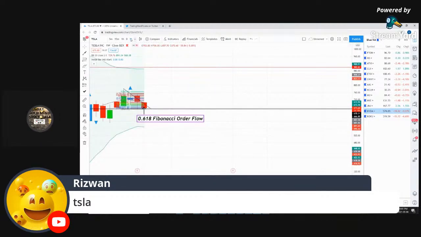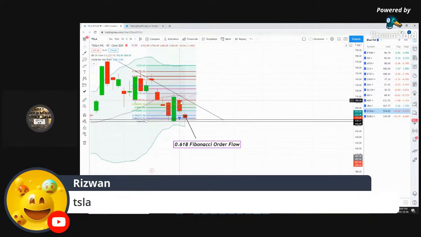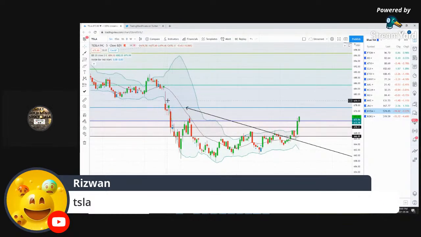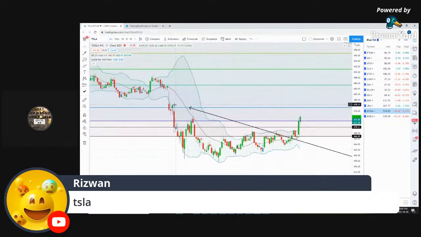Yeah, I've just been hanging around with Tesla. Tesla had an inside bar close on Monday. So the play today was playing Tesla for the inside bar breakout, right? So just look at this, guys.